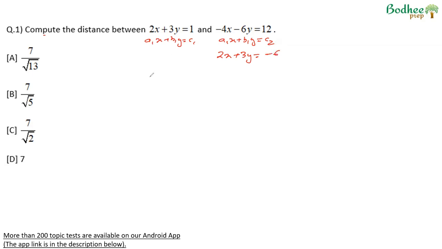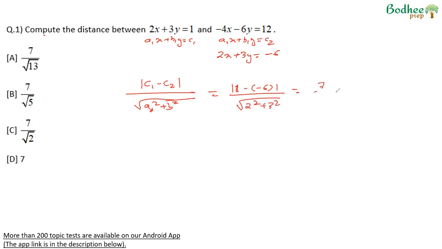Now, the distance between two parallel lines is given by C1 minus C2 mod upon root of A1 square plus B1 square. Here A1 and B1, we can write this as A square plus B square as well because both the A's and B's are same, and therefore here it will simply be 1 minus minus 6 mod upon root of 2 square plus 3 square, or 7 upon root 13. That becomes my answer.